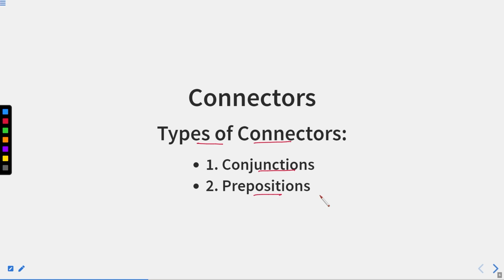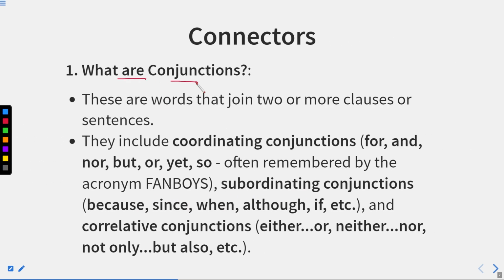Now, what are conjunctions? First of all, let us discuss what conjunctions are. These are words that join two or more clauses or sentences. Conjunctions are words that can join two or more words together, two or more phrases together, two or more clauses together, or two or more sentences together.